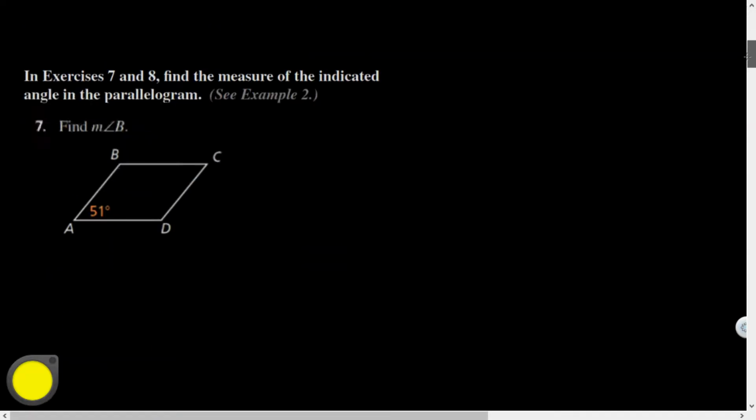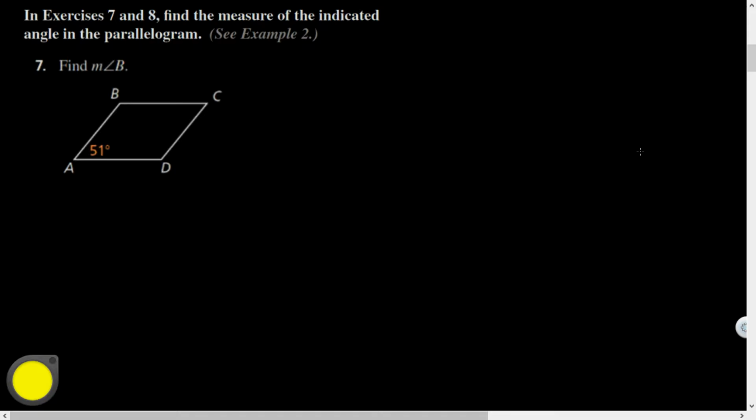All right. Good times. Here's another one coming at you. Example 2. It says find the measure of the indicated angle in the parallelogram. Let's see. So the measure of angle B. Well, those angles are consecutive angles in a parallelogram. By consecutive in terms of a parallelogram, it means as you would go around the shape, they are two that are side by side as opposed to opposite angles of one another.